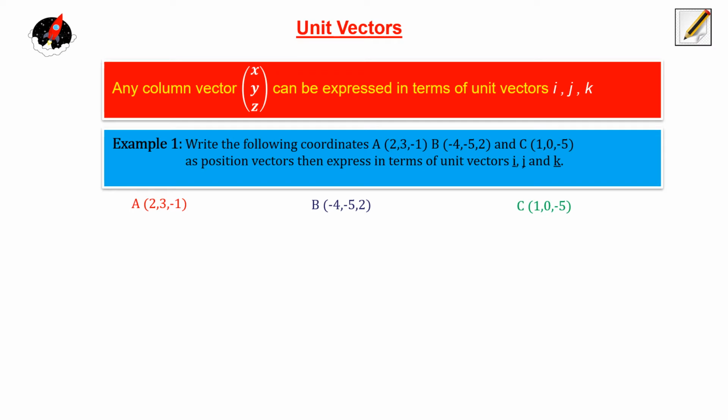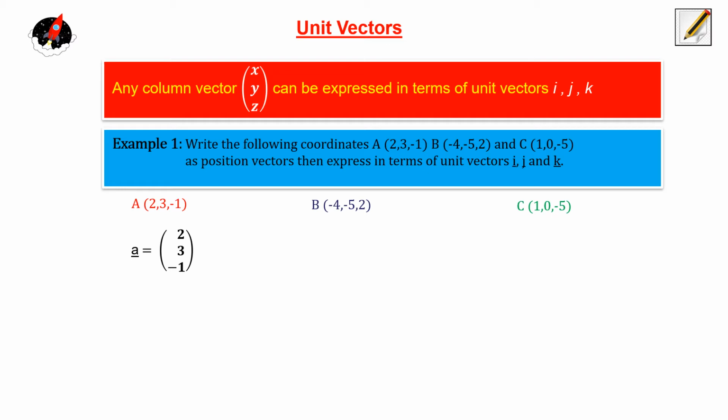So A is the coordinate 2, 3, minus 1. Remember, the position vector is just that coordinate as a vector relative to the origin, so we just write it vertically and we use the lowercase symbol a, and that is a is equal to 2, 3, negative 1 written vertically. Now what does this mean in terms of the unit vectors?